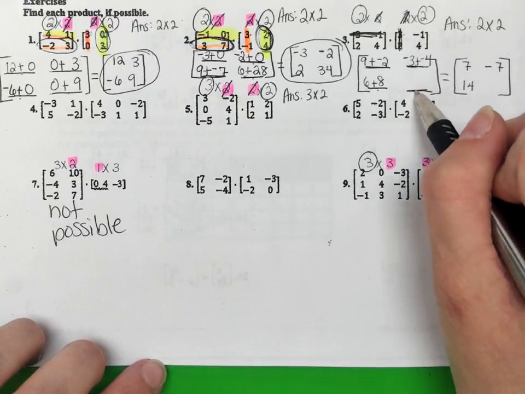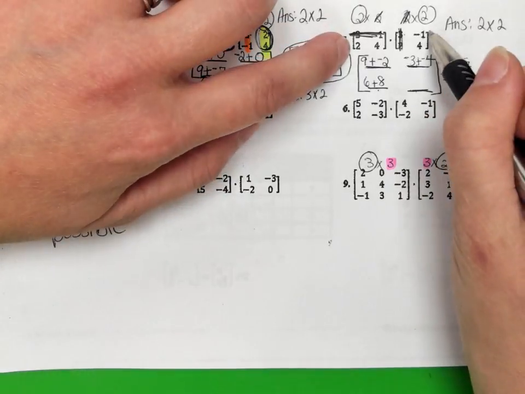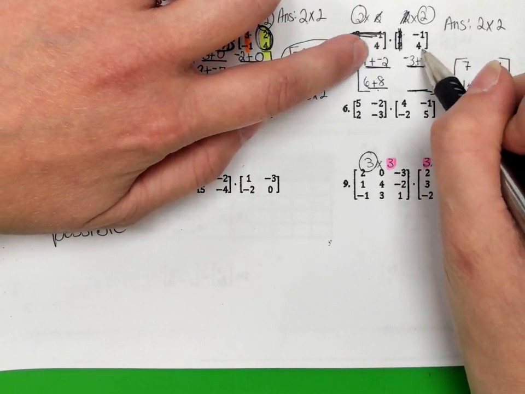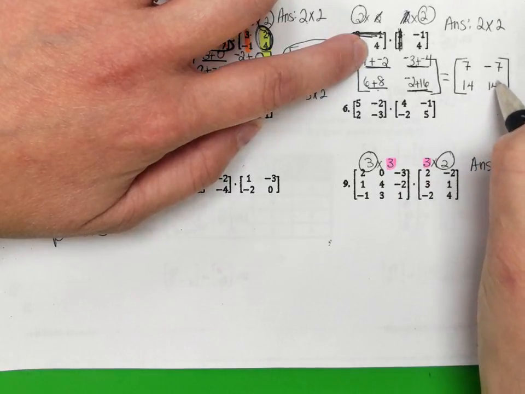All right, this one's in the bottom row and the second column. So we're going to do -2 plus 16. And that's 14.